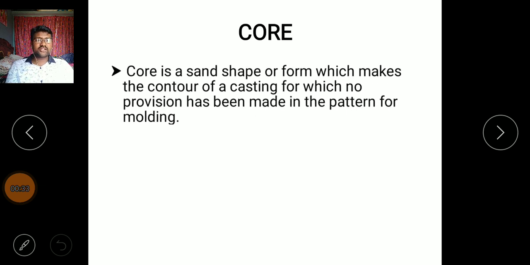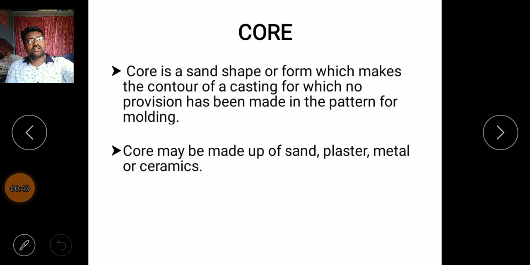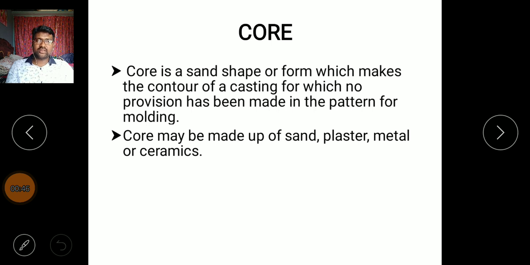A core is a sand shape or form which makes the contour of a casting for which no provision has been made in the pattern for molding. Generally, the core is used to prepare hollow casting objects. For a hollow casting, the inside of the material should be hollow. For this, by the provision of hollow space in the object, we have to use the core. A core may be made of sand, plaster, metal or ceramics. These are the different materials used to make the core.